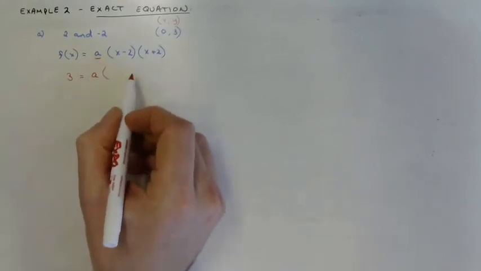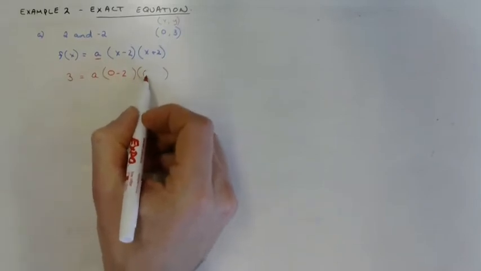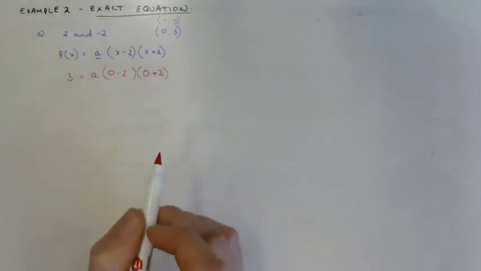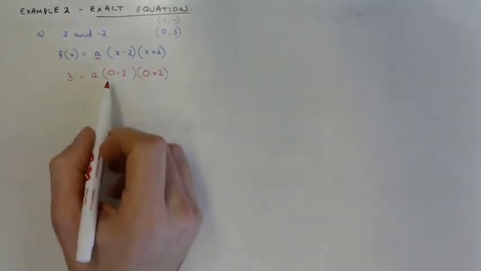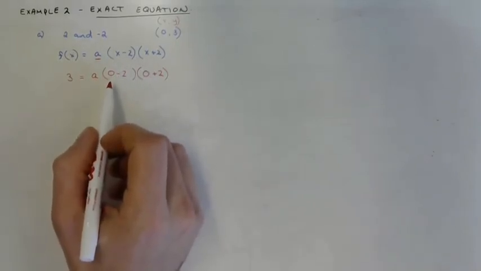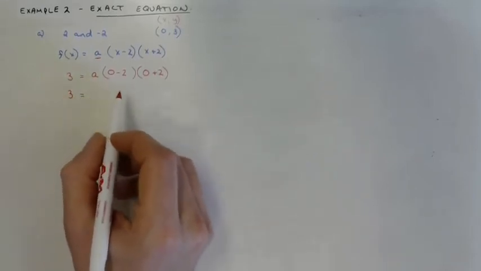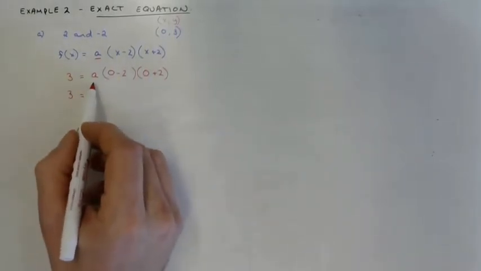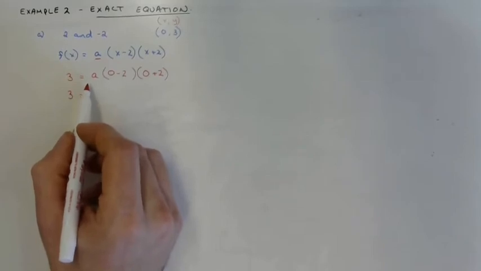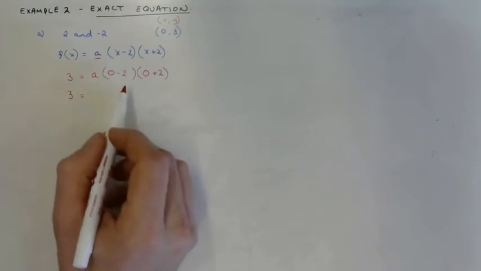a, I don't know yet, but I know that if I substitute 0 in for x in both places, because x can't be a different value in the same problem, it's always the same value within that problem. So now I am solving for a, because a is the only missing value left. So I'm finding the a that makes this statement true.